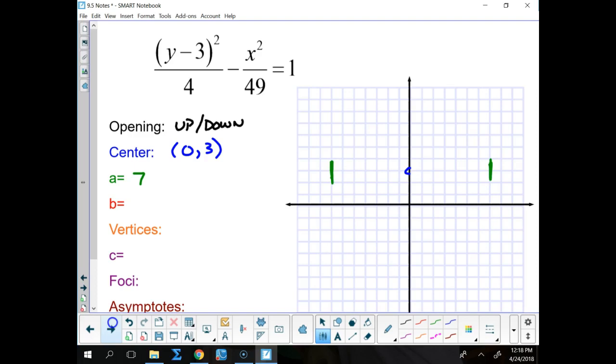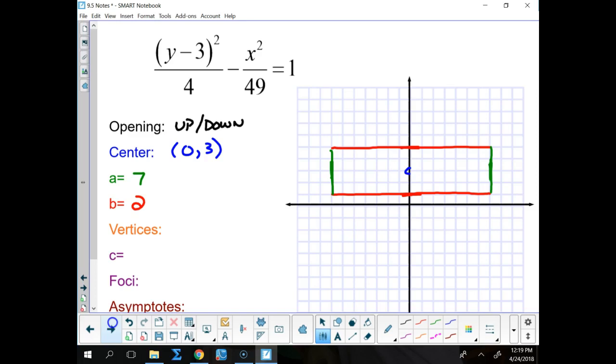What is my B value? 2. Means I'm going to go up 2 and down 2. So there is the box.